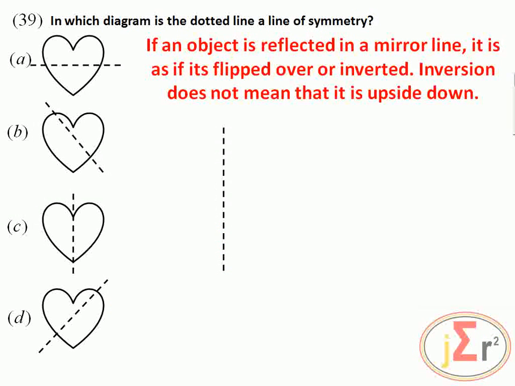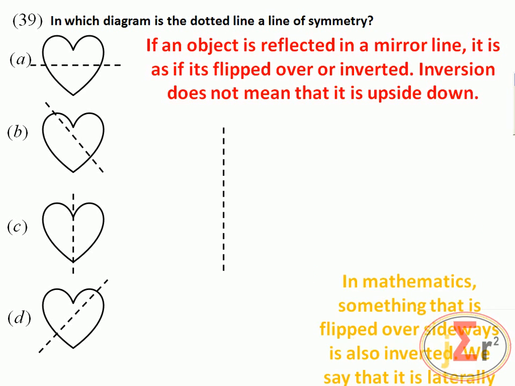If an object is reflected in a mirror line, it is as if it's flipped over or inverted. Inversion does not mean that it is upside down. Inversion may mean quite a few different things, for example, that it is turned around the opposite way. And that is the kind of inversion that we get when we reflect an object in a mirror line.